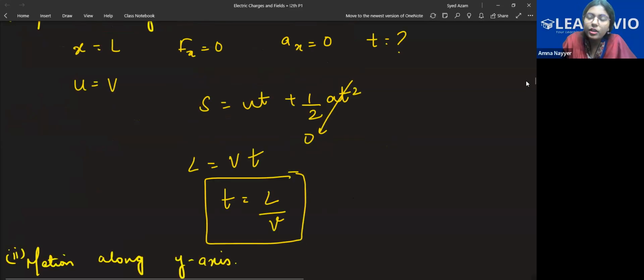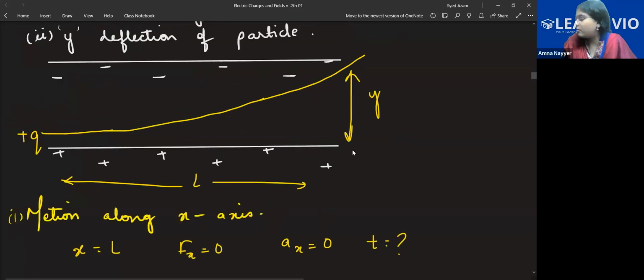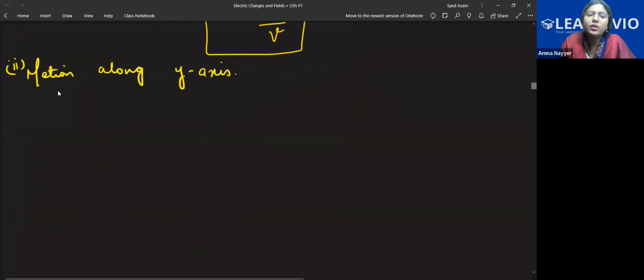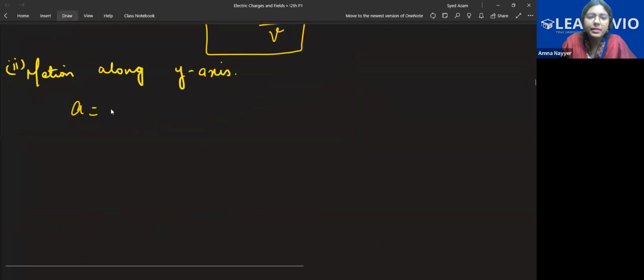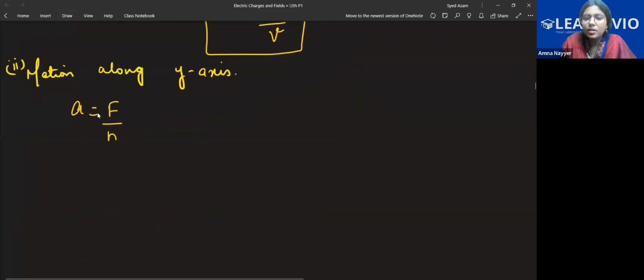Second part, for the deflection, let us calculate everything along the y-axis, because your displacement is basically along the y-axis. So see, this time we will have the acceleration. When we are talking about the motion along the y-axis, we'll have the acceleration this time, and the acceleration will be as usual what we have decided before, and not E this time, it will be Q. So acceleration will be simply force divided by mass. Force on the charged particle is Q into E, and mass is m. So this is the acceleration that is present.